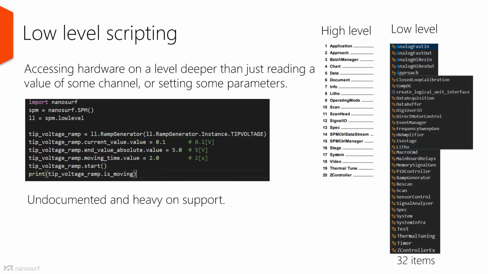Now I would like to say a few words about the low-level scripting. The low-level scripting allows access to the AFM hardware on a much deeper level, and it has more functionality. But this level of access could also be dangerous to the instrument, because you can do whatever you want, and there are almost no safety checks. Let's look at a few examples of the low-level scripts. We will look at the ramp generator and the signal analyzer objects from the low level.